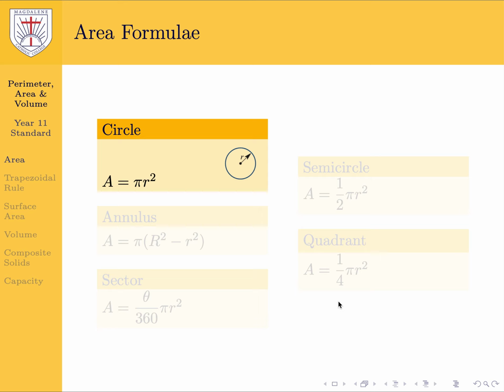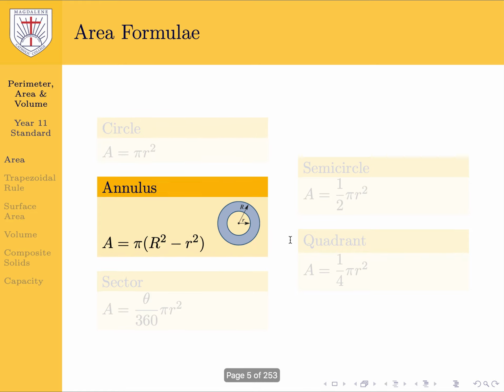The first that we're going to look at is, of course, the circle. And that hasn't changed. It's area equals pi r squared. A new one, though, is an annulus. Now, like I said, it's like a 2D donut. So the way it works is we use this formula here, where the big R is the large radius, and the little r is the small radius.